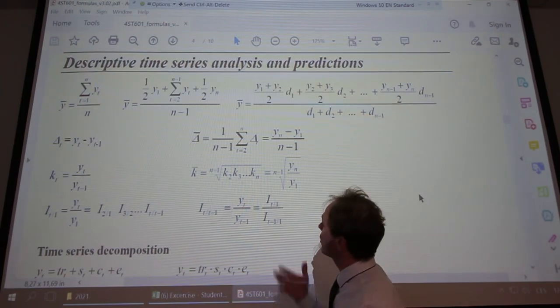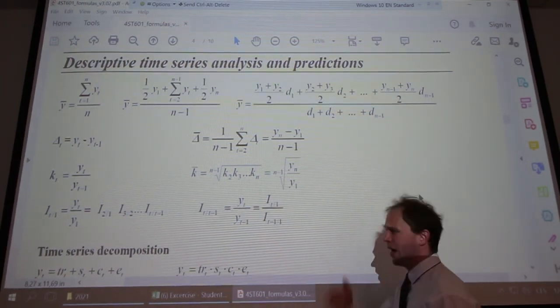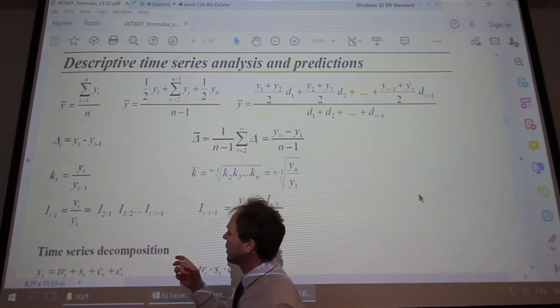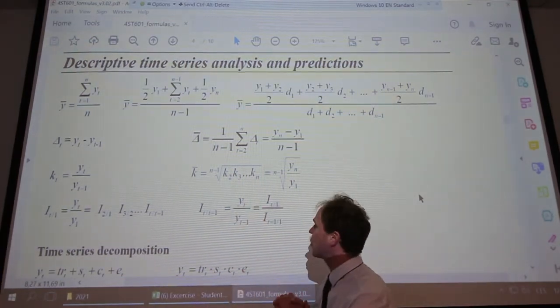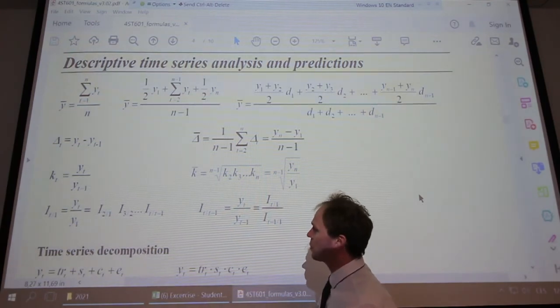We will return here to this section of formulas and we'll try to calculate the base and the chain indices, again on the real data set, and we'll try to interpret the calculated results.